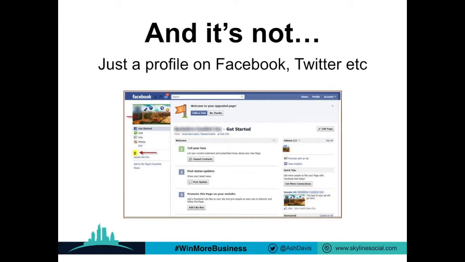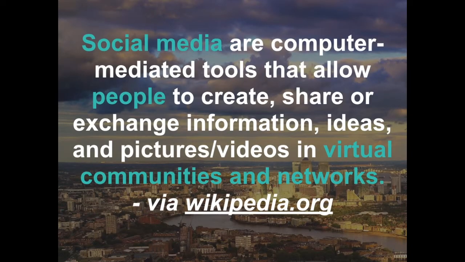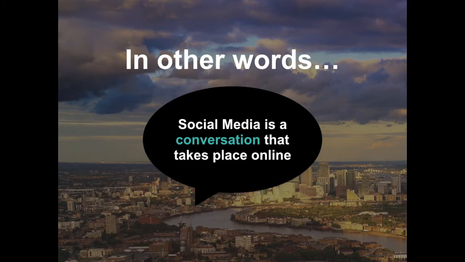So Wikipedia's definition of social media, this is a bit long, so bear with me, is that social media are computer-mediated tools that allow people to create, share, or exchange information, ideas, and pictures or videos in virtual communities and networks. Now that's Wikipedia's definition, but we've simplified that, and our definition for social media is so simple. Social media is basically a conversation that takes place online.